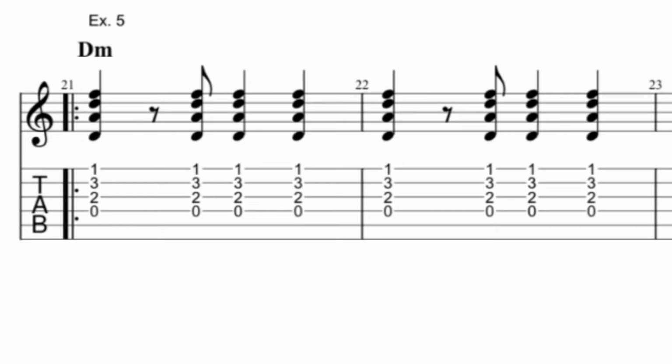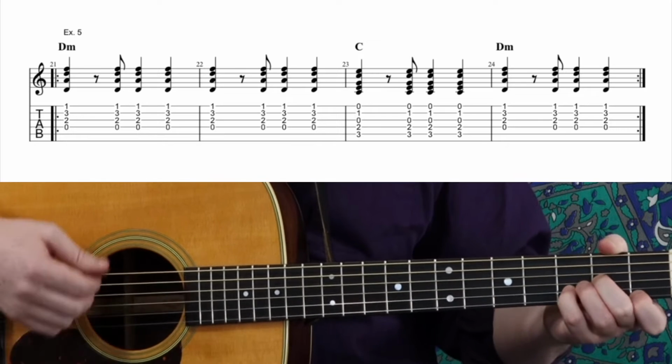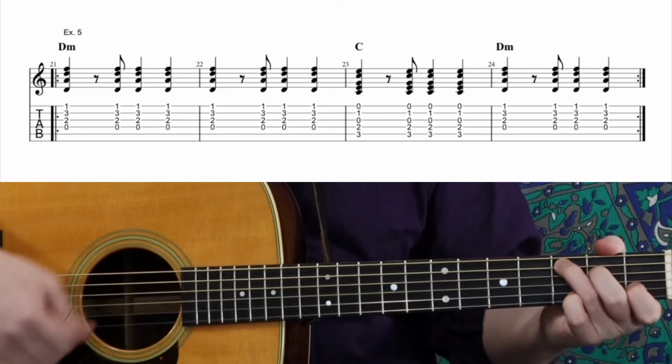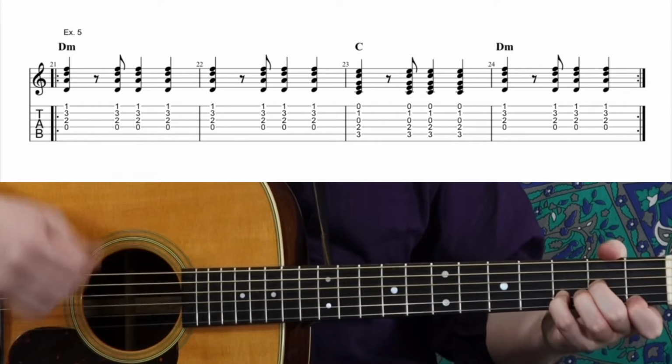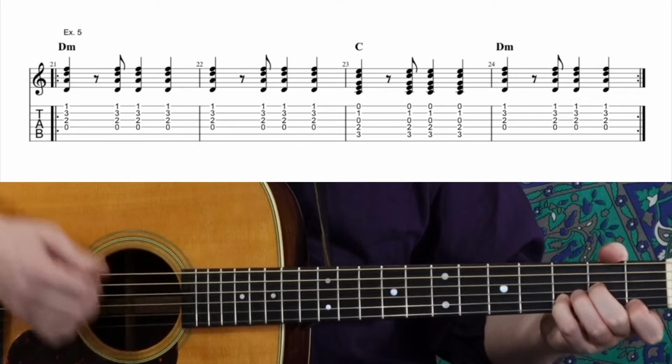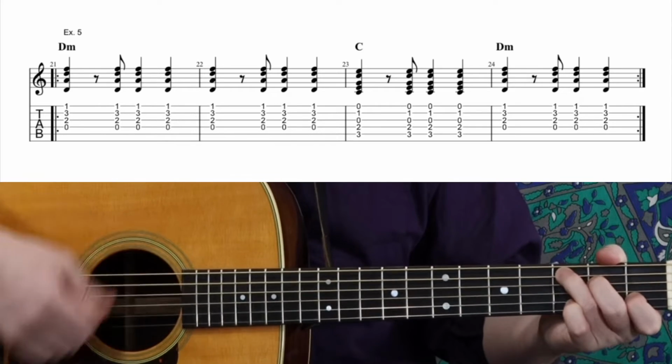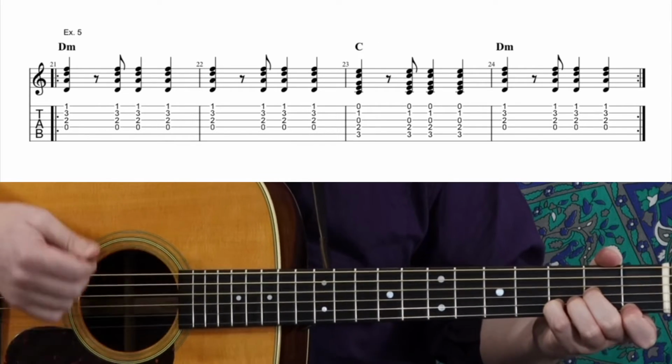1, 2, and 3, 4. Okay, 2 measures of D, 1 measure of C, 1 measure of D again. Then we repeat the whole thing, okay? Example number 5. 1 and 2 and 3 and 4 and... Awesome, that was example number 5.